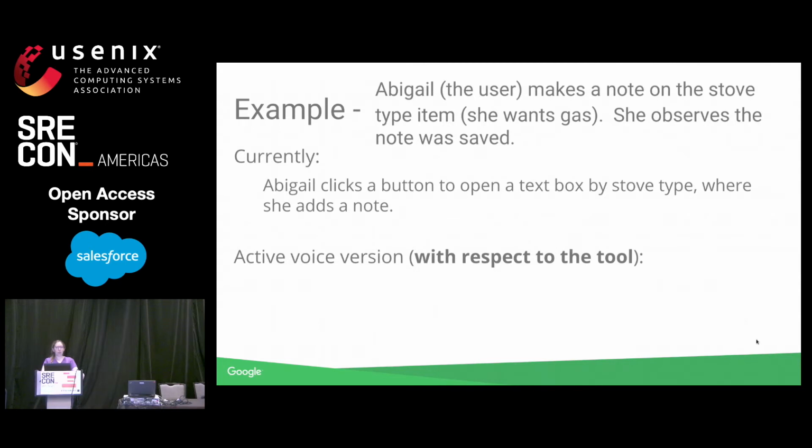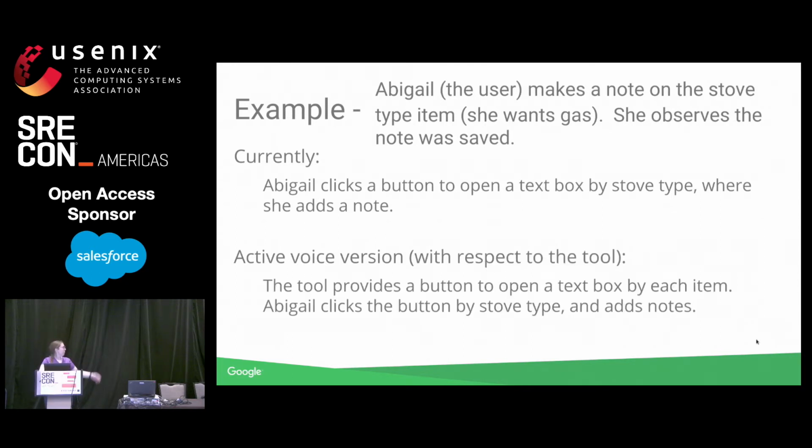So let's try to put this in active voice with respect to the tool. Because I went back with active voice, and he's like, no. You need active voice with respect to the tool. And I was like, why? And here I will show you. So active voice with respect to the tool: the tool provides a button to open a text box, which Abigail clicks on. Okay.